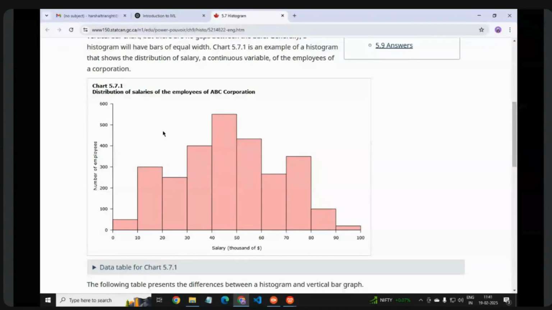250. Yes, correct. And how many employees have a salary of 90 to $100? 10 or 20. Yes, we can calculate it as 10 or 20. Okay, correct. So this is the histogram. Any doubt in histogram? No.